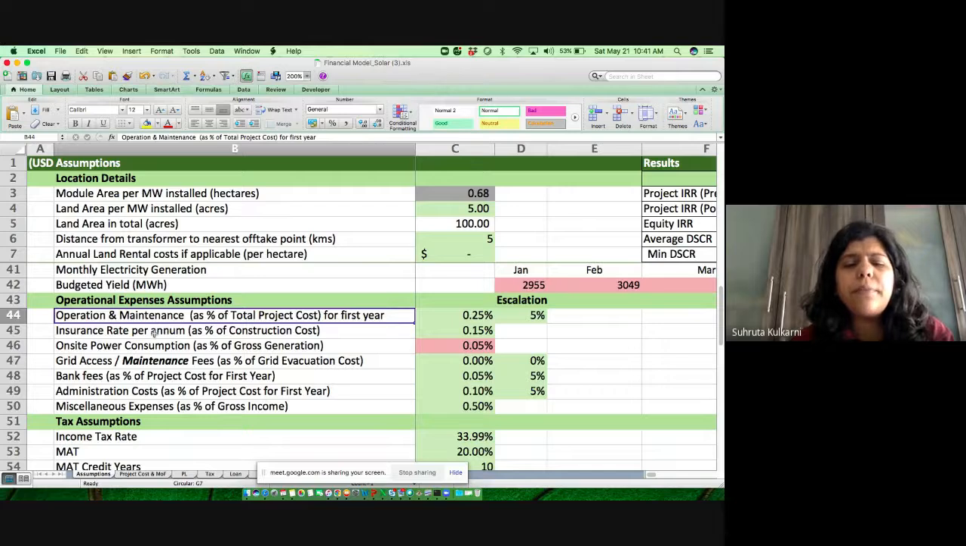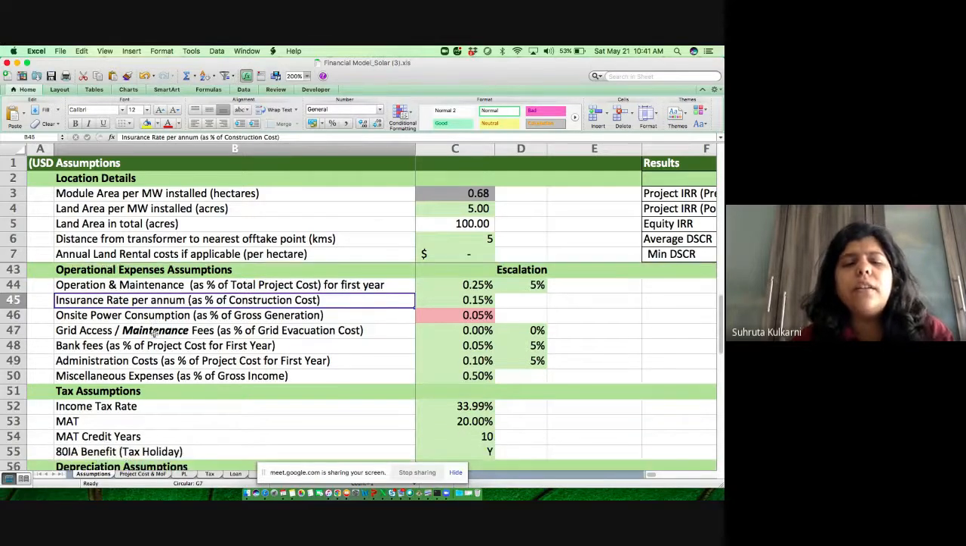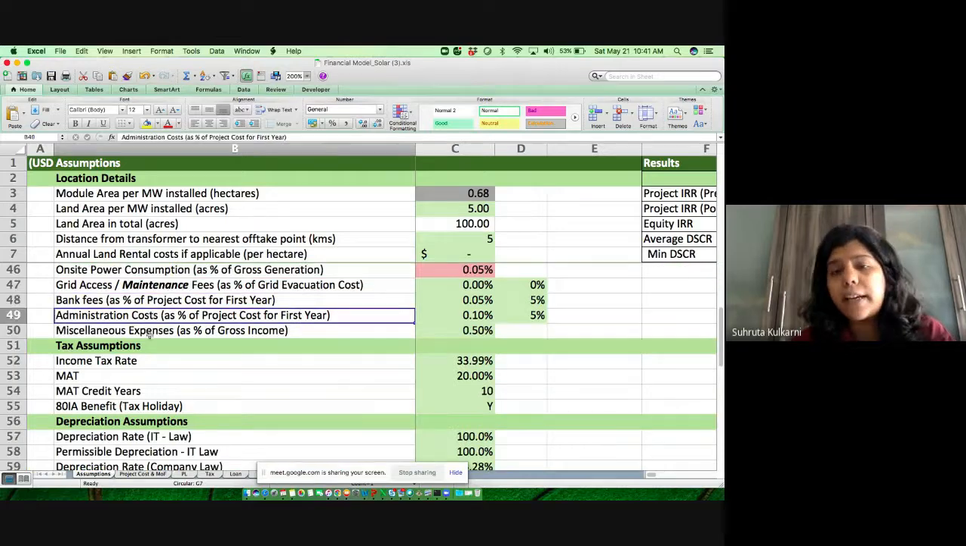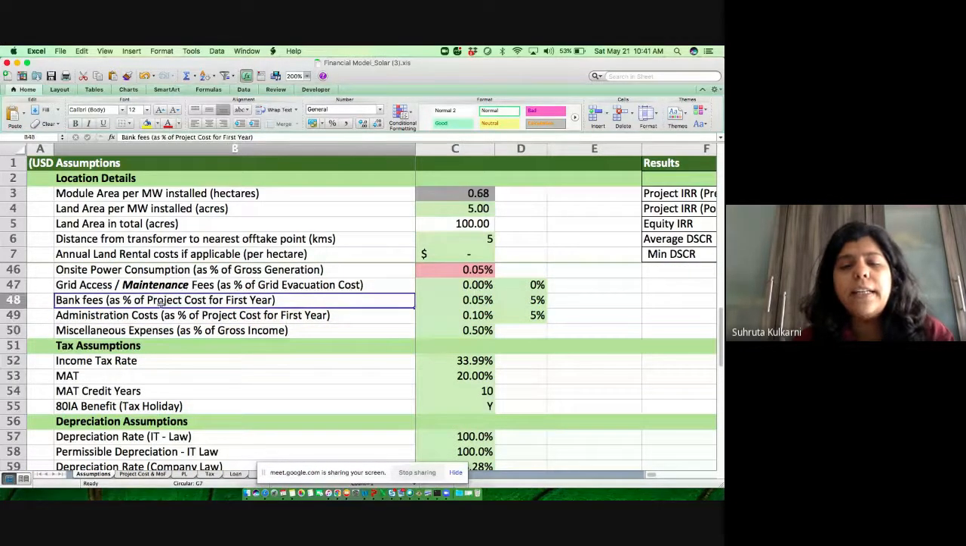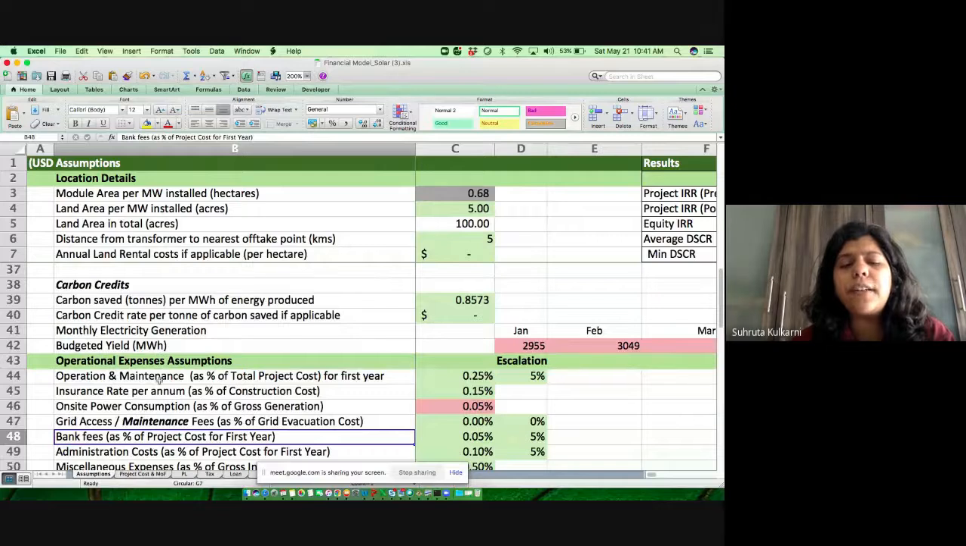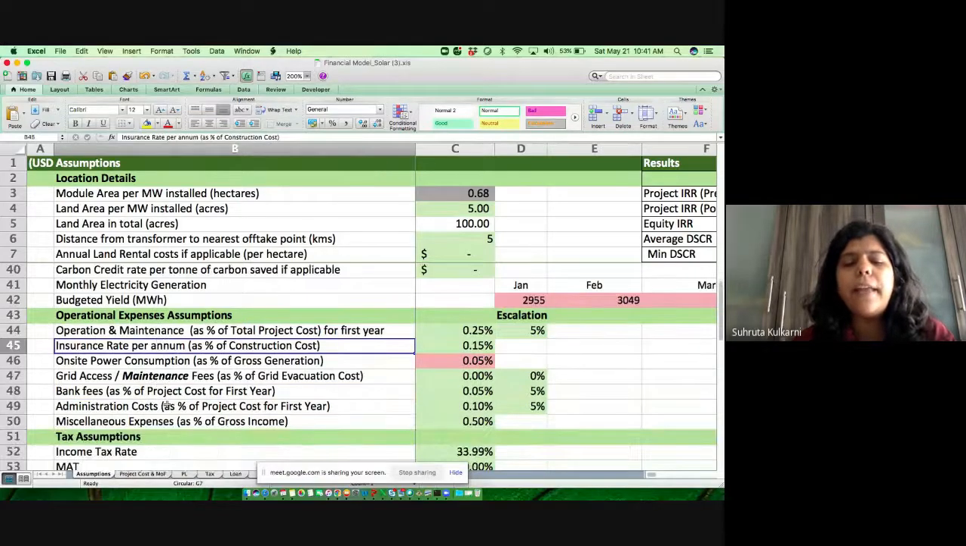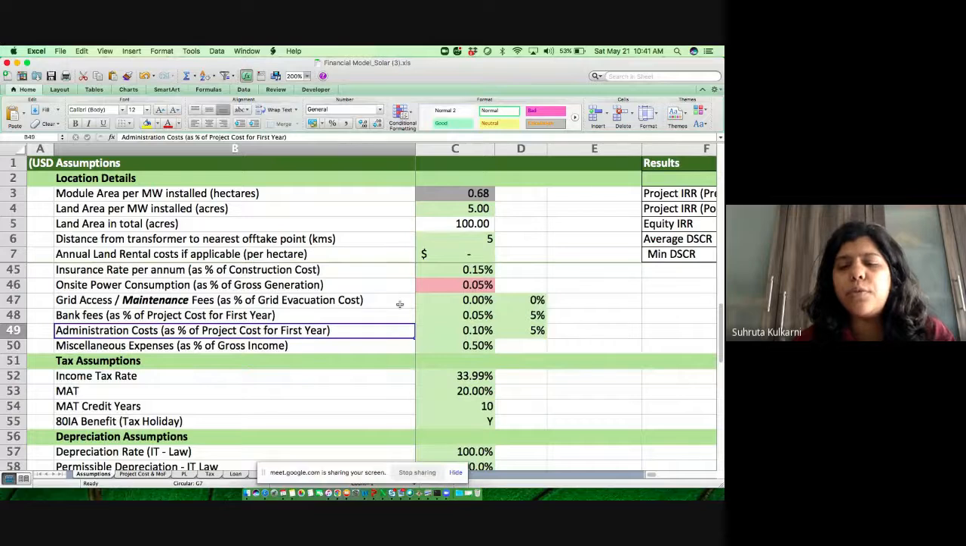So there could be O&M, then there are insurance expenses, some level of power consumption on the site, grid access maintenance fees, bank fees, administrative expenses. As I said, no marketing expenses for my power project. You can figure out what different expenses your industry will have, and hence what assumptions you need to take.